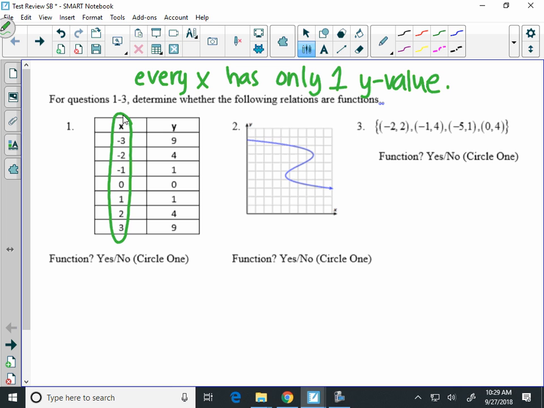Well, when I look at this table, it looks like none of the x's repeat, which means they all only have one output, so this is definitely a function.